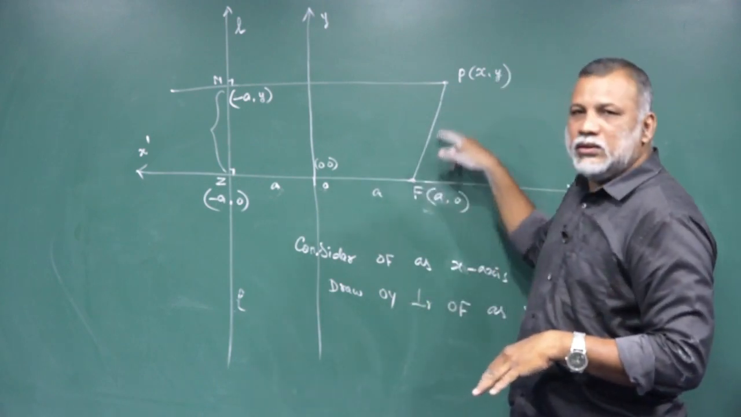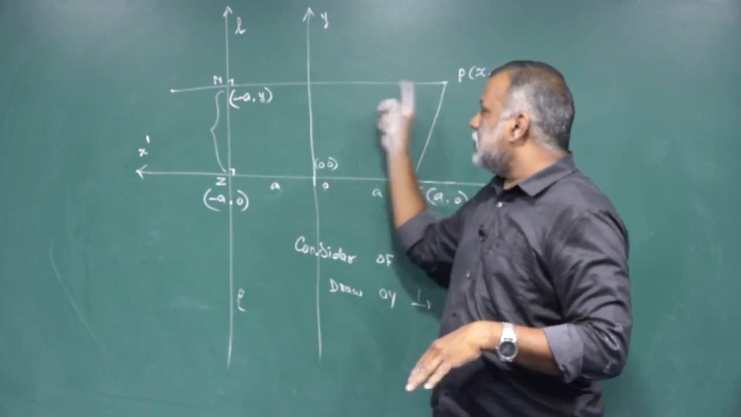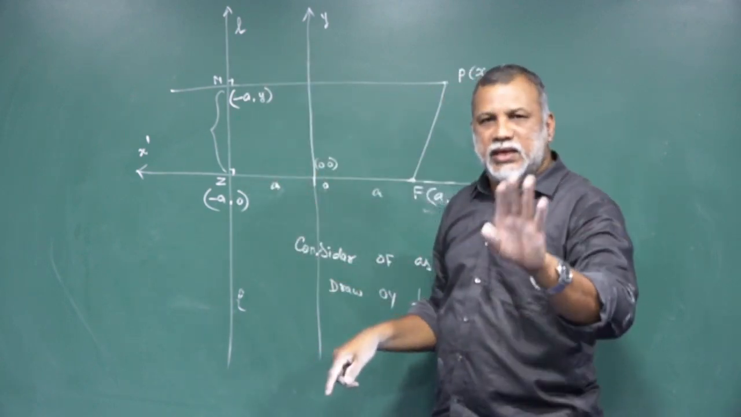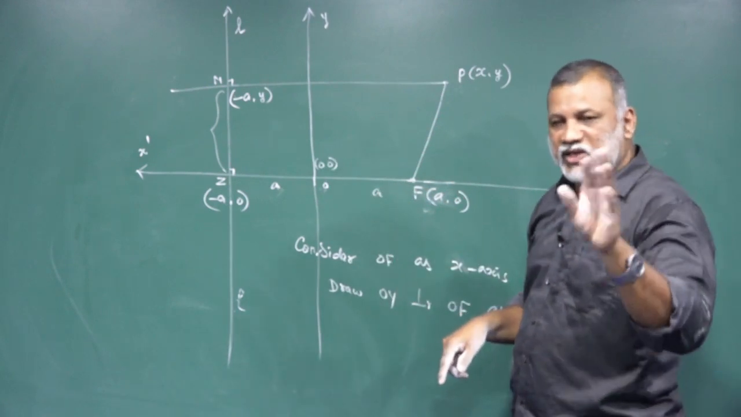We need this connection FP and draw the perpendicular PM. That is the perpendicular to the directrix. This is needed for the definition. So we are making that connections.